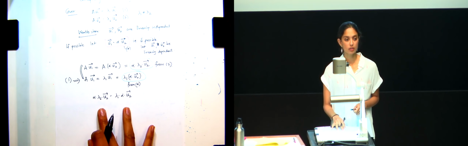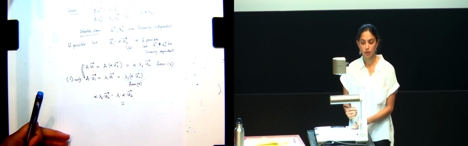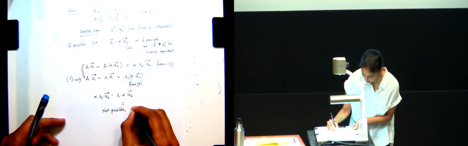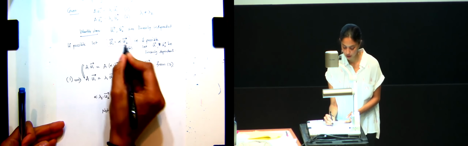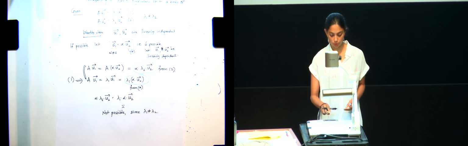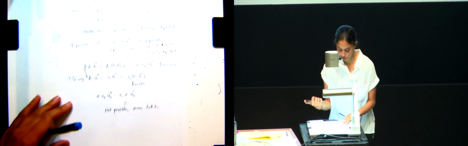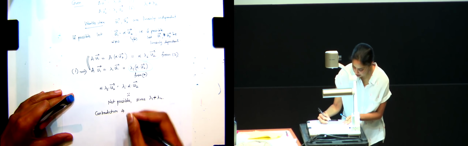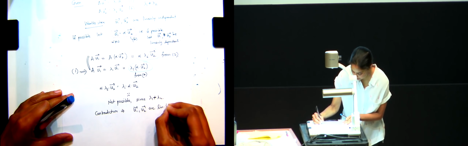But is this possible? Nope. Not possible, since lambda 1 is not equal to lambda 2. And one thing I should have said, alpha is not equal to 0, right? This is not a trivial scaling, which means that I can actually cancel these two alphas on both sides. Which gives me a contradiction, which implies that V1, V2 are linearly independent.